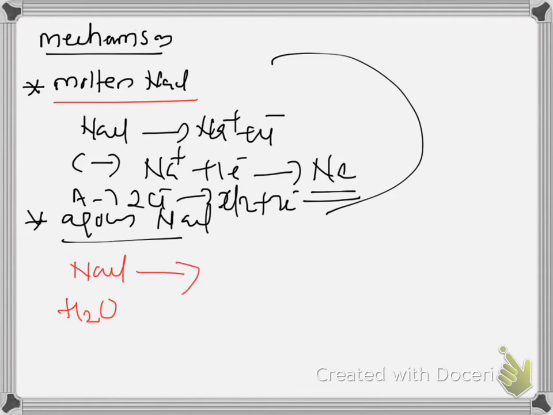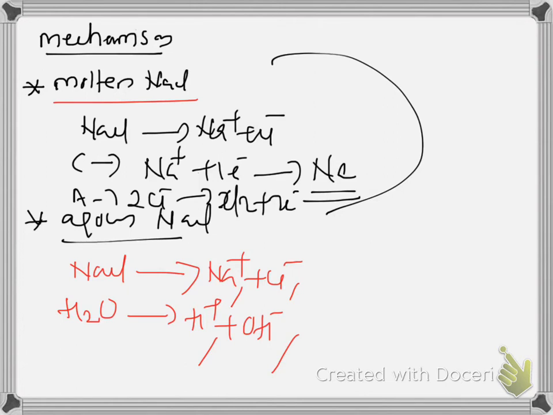On passing electricity, NaCl dissociates as Na+ and Cl−, and water also splits as H+ and OH−. Here we have two cations and two anions. So the condition is more complicated than the previous case, because here we have two cations and two anions to get reduced at the cathode and oxidized at the anode. So there is a question: who will be discharged first?